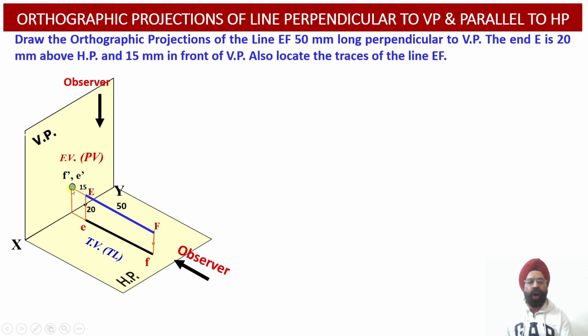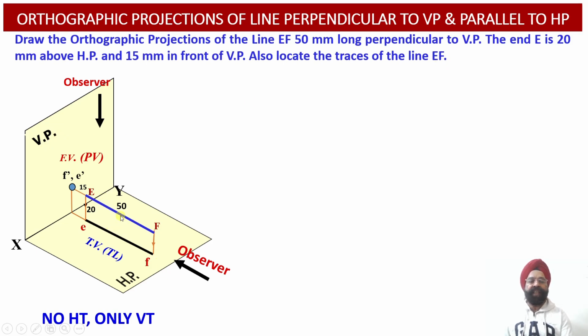Now once we draw this construction line and this construction line, we will be able to establish the relationship between the front view and the top view projections of this particular line. So having obtained these two projections, now let us locate the traces of the line with respect to the two reference planes, that is HP and VP.